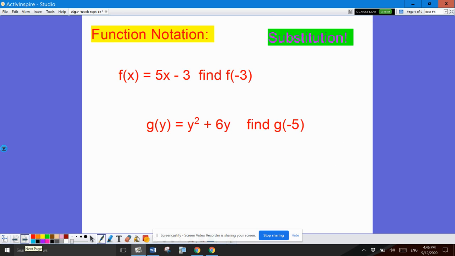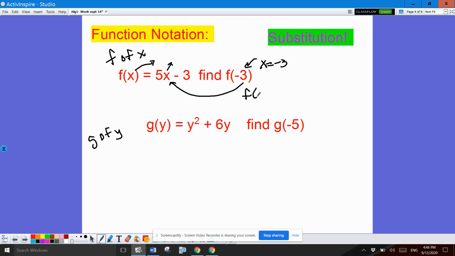Okay, so the next thing we talked about was function notation. If you remember how we read this, this was f of x. This one is g of y. And the things that had to happen was these two needed to match. It was really just substitution for the most part. If I have to find f of negative 3, what that is saying is let x equal negative 3. So this guy is going to go here. So I have f of negative 3 equals 5 times negative 3 minus 3.